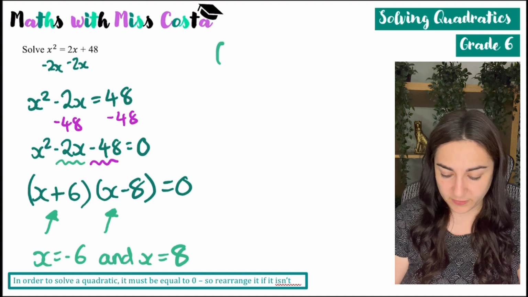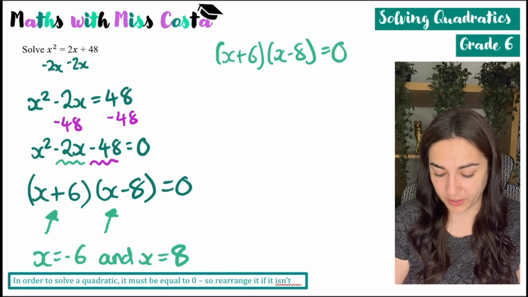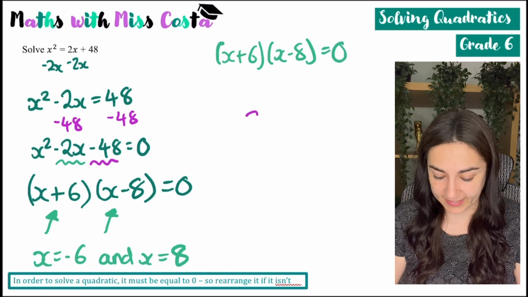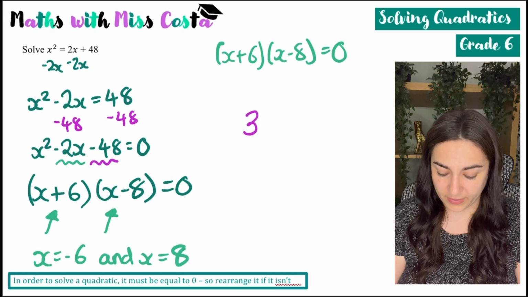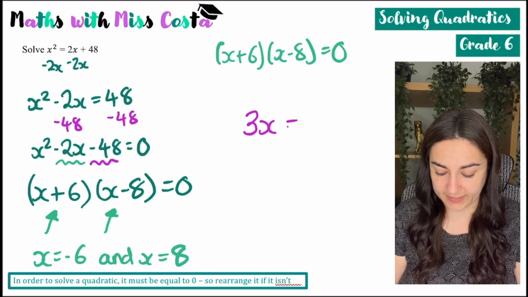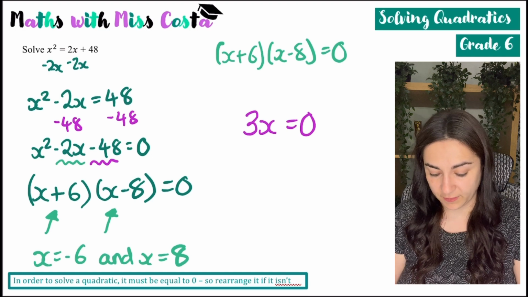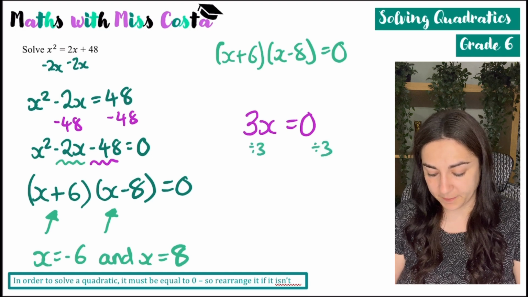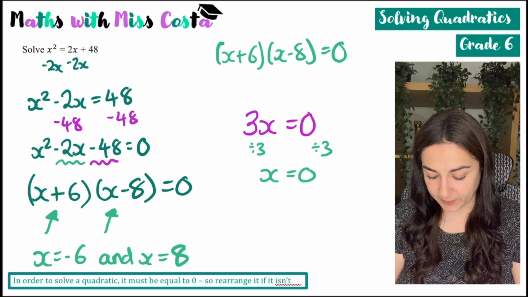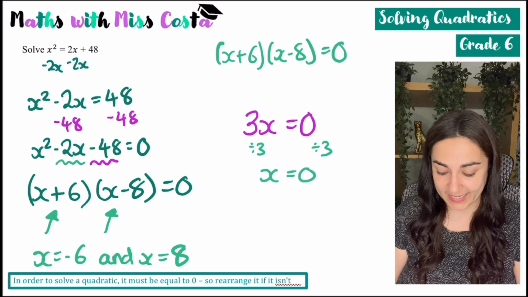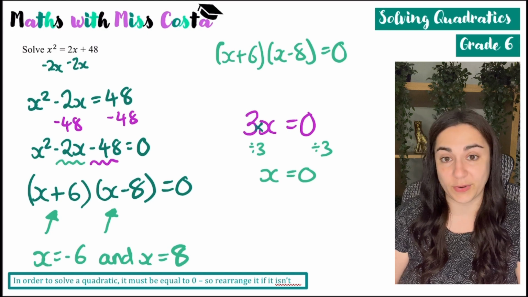So what am I doing? If I've got x + 6 times x take away 8 equals 0, let's equate it to something slightly easier. If you had 3x equals 0, what are you doing first of all in order to find the value of x? You are dividing by 3, okay? So if you divide both sides by 3, you know that x would be 0 because 0 divided by anything is 0. And that's because there's a little multiplication sign in between the 3 and the x.